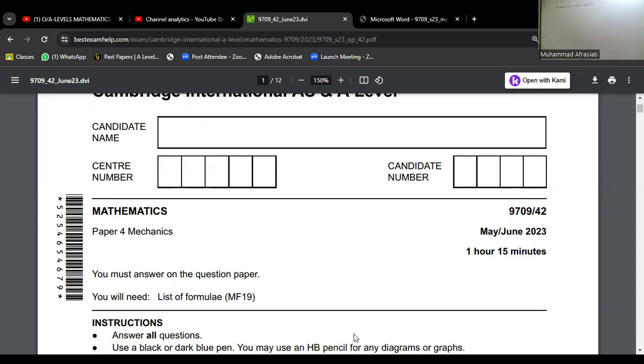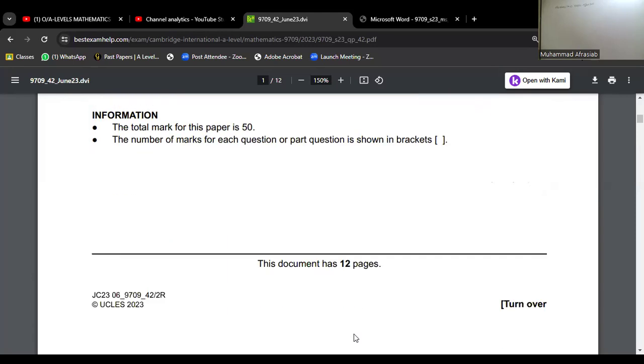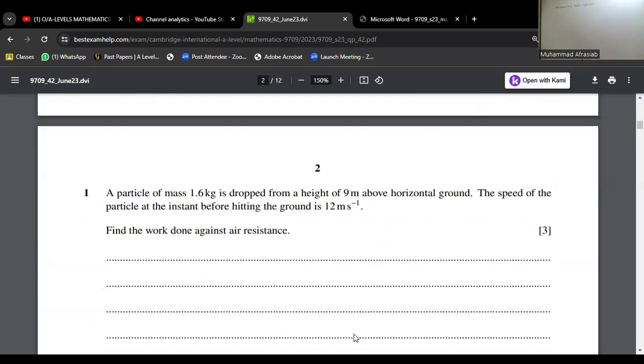Question statement is: a particle of mass 1.6 kg is dropped from a height of 9 meters above the horizontal ground. The speed of the particle at the instant before hitting the ground is 12 meters per second. Find the work done against the air resistance.